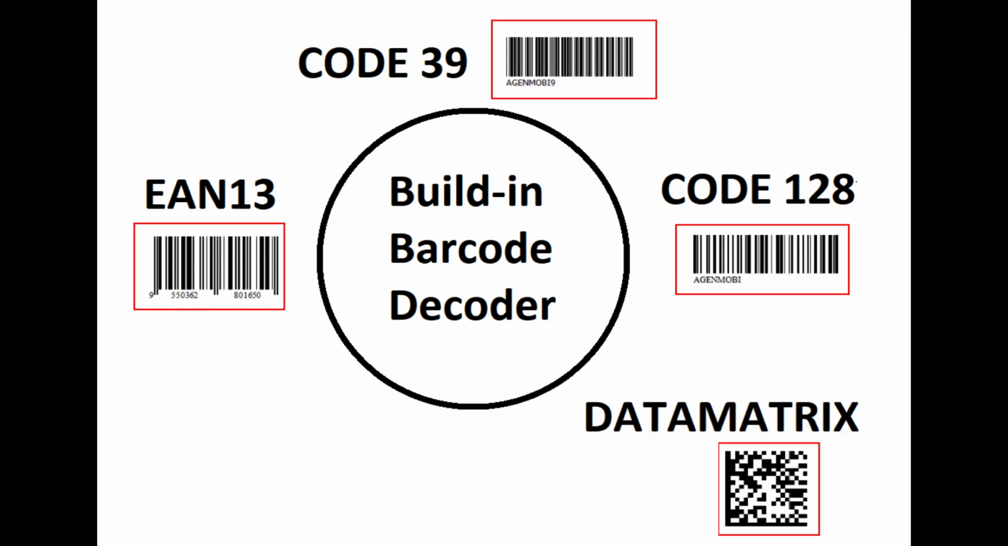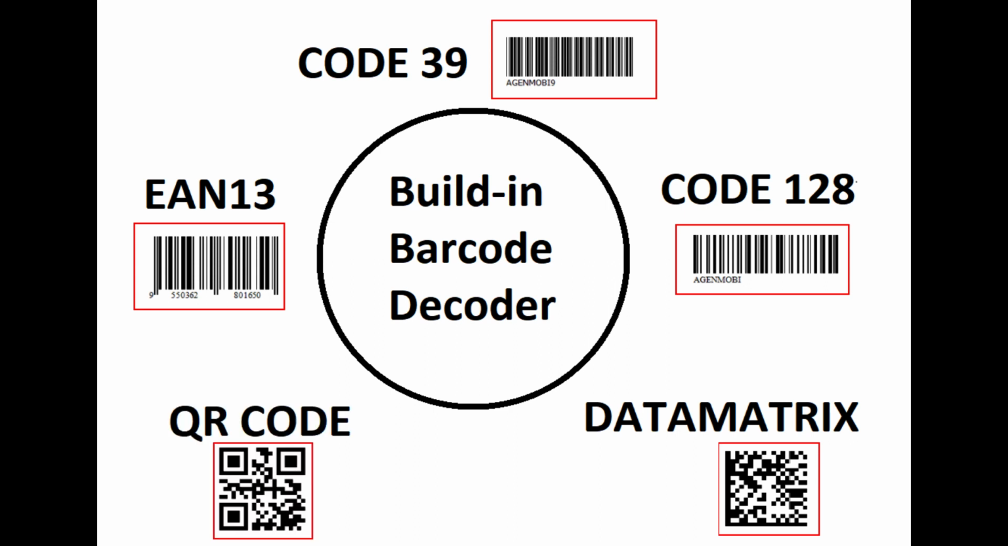This built-in free barcode reader can decode EAN13, Code 39 and Code 128 symbologies of 1D barcode, and Data Matrix and QR 2D barcode with certain error checking settings.